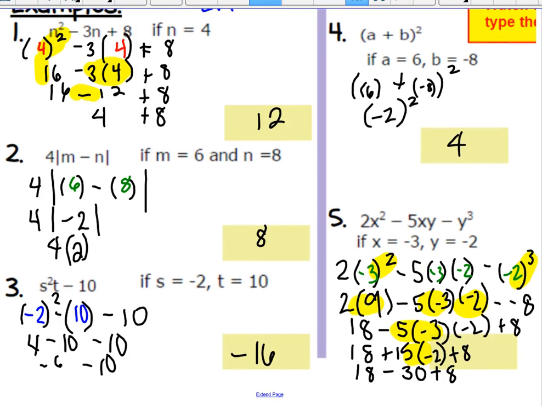Now, I've just got subtraction and addition, but we know when we have addition and subtraction in the same step, we've got to work from left to right. So I will do 18 take away 30 first, and 18 take away 30 will give me negative 12. Then I've got plus 8, and negative 12 plus 8 is going to give me negative 4.